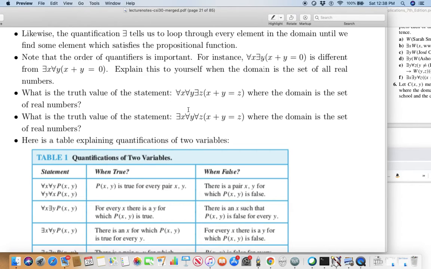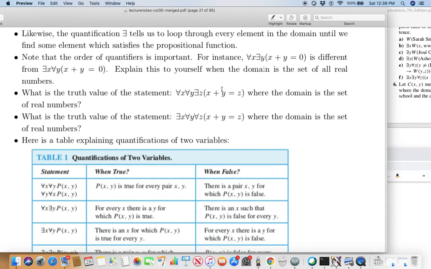What is the truth value of the statement? For every x, for every y, there exists z such that x plus y equals z, where the domain is the set of real numbers. What does this say? It says for every real number and every other real number, there is a z such that x plus y equals z. Of course, it's true.